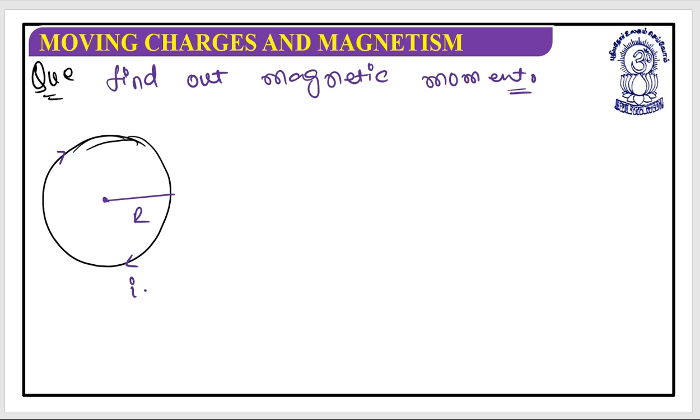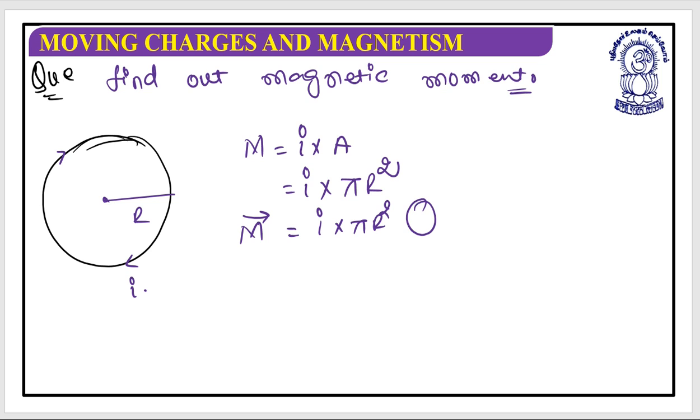So what I'm supposed to do is first deal with the magnitude. It's M equals I into A. I can see this is a circular loop, so it's I into pi r square. And as current is flowing in the clockwise direction, again the magnetic moment would be inside the plane. It's I into pi r square, inside. I hope this is clear. Is it clear? Will you do one more question here only? Yes, let's begin.